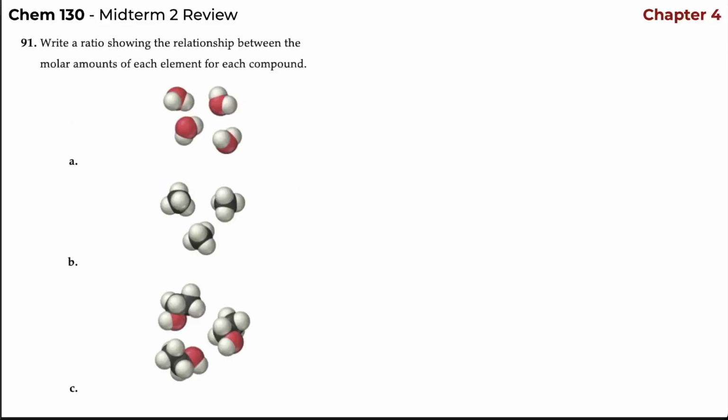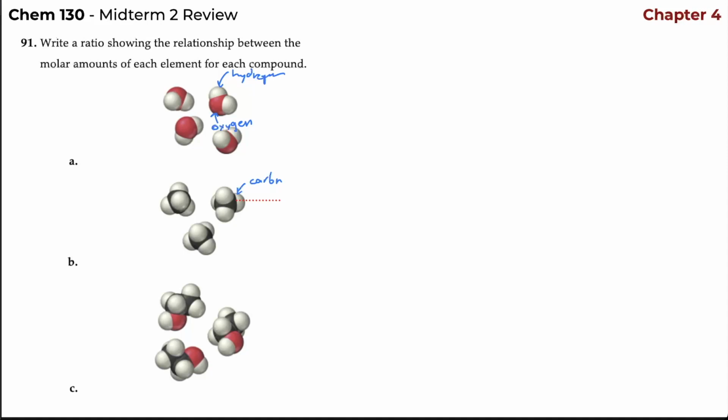All right, this one is just pretty straightforward. Ignore all of these. We're just going to take a look at one of these, because these are all the exact same thing. And remember, the red is oxygen, the black is carbon, and the white is hydrogen.